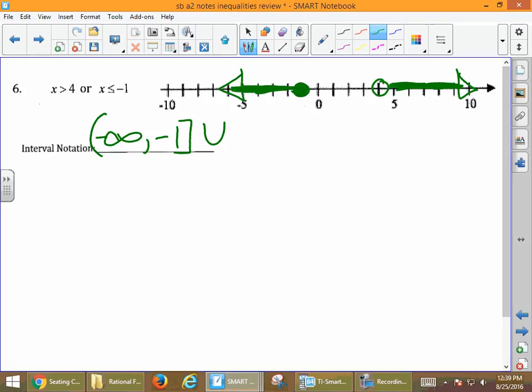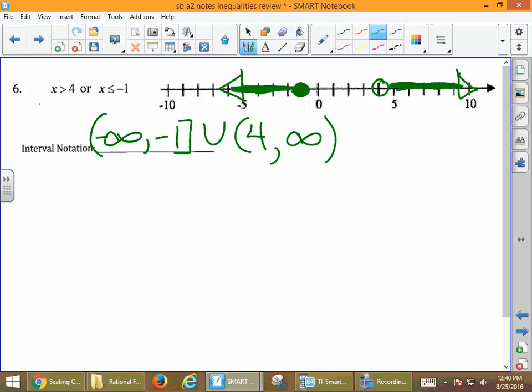It stands for union, which means joins together, and we can finish our interval notation over here with 4. 4 does not have an equal sign, so it's going to be a parenthesis. And it's going to continue on forever towards the right. So it's going to be 4 to infinity. Infinity always has a parenthesis, positive or negative. It always has a parenthesis.